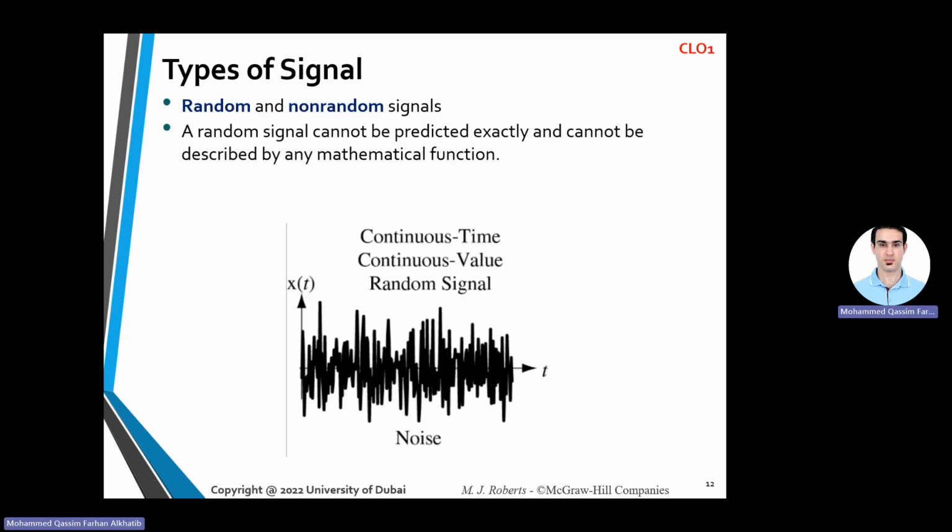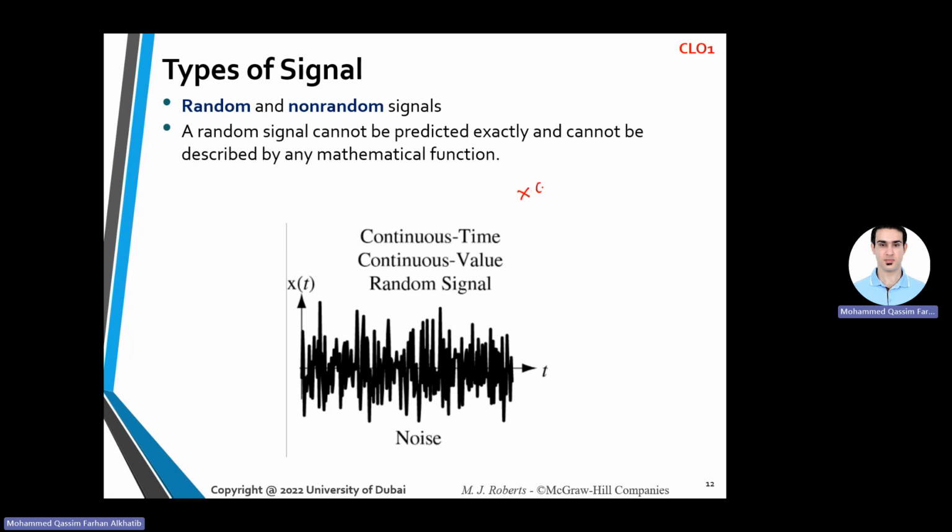Now also looking at the nature of signals, they could be predicted, or could be random. So for example, noise is always a random signal. You don't know any information. However, you may model it with certain statistics like mean and variance. So it is continuous in time and continuous in value, like the noisy signal here. So a random signal cannot be predicted exactly and cannot be described by any mathematical function.